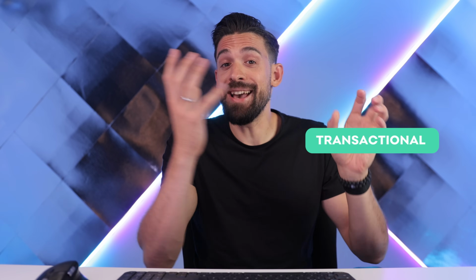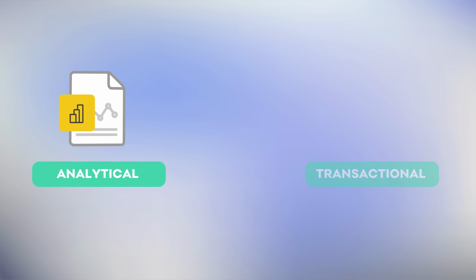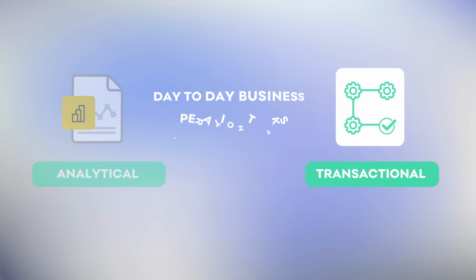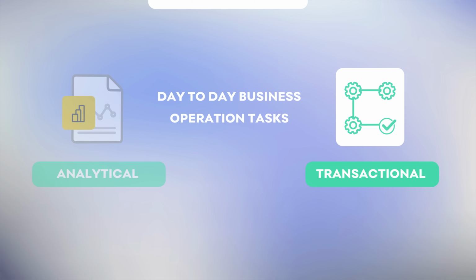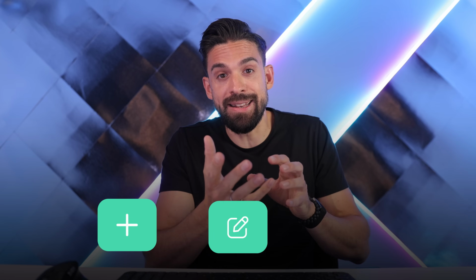Translytical Task Flows is the combination of two words, transactional and analytical. Now, the analytical part is basically just your Power BI report, but the transactional part, that is the day-to-day business operation tasks that are now possible to do from Power BI. Think of write-backs to the data source, like adding data, editing data, or deleting data, or triggering an API action from your Power BI report. So Translytical Task Flows, they combine the transactional and the analytical component.